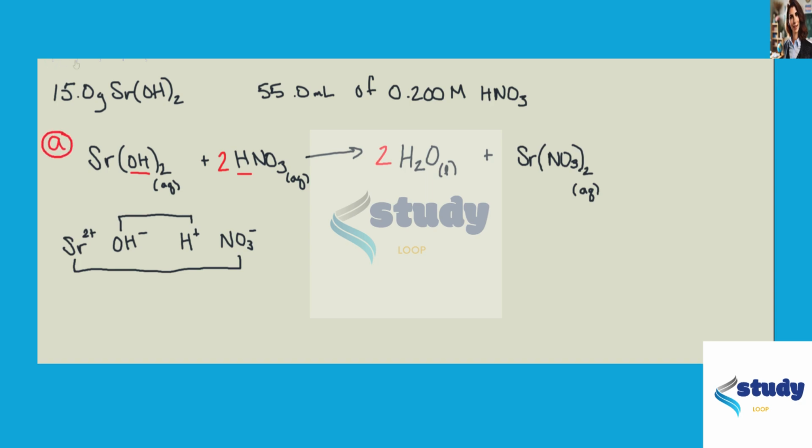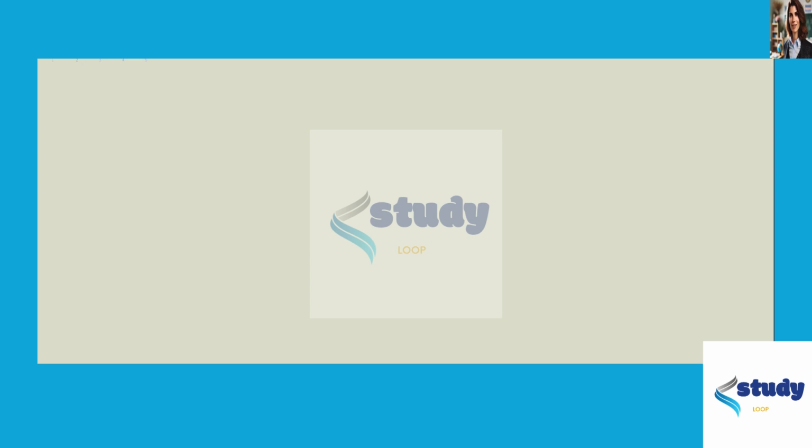In part B, they ask us to figure out how much of each ion is going to be remaining in solution. We want the concentration of each ion. So the first thing we need to do is figure out how much we have of each starting material. So let's start with strontium hydroxide. We know that we have 15 grams of Sr(OH)2. So to go and figure out how many moles we have, we need to use the molar mass.